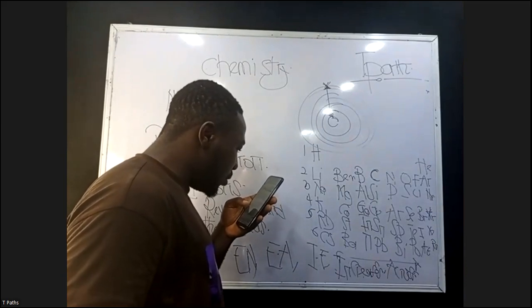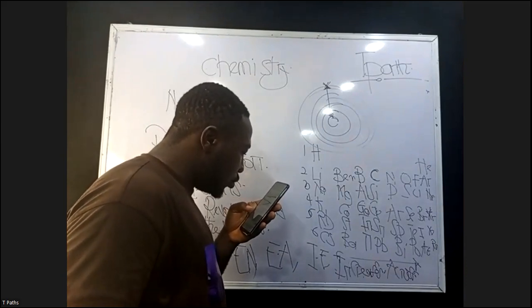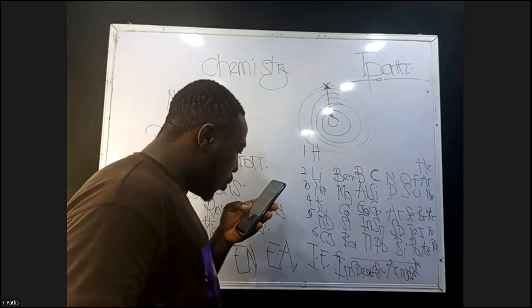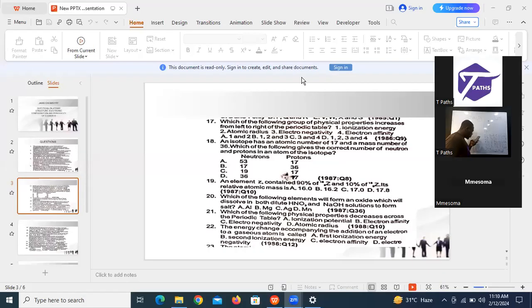So IE, number 1, number 4, number 3. We now have 1, 4, 3 there. So we can stick with either 1 and 3, 3 and 4, or 1 and 4. 1 and 2, no, 2 must not be there. So 3 and 4, the answer is C. Electron affinity and reactivity increase across the period.